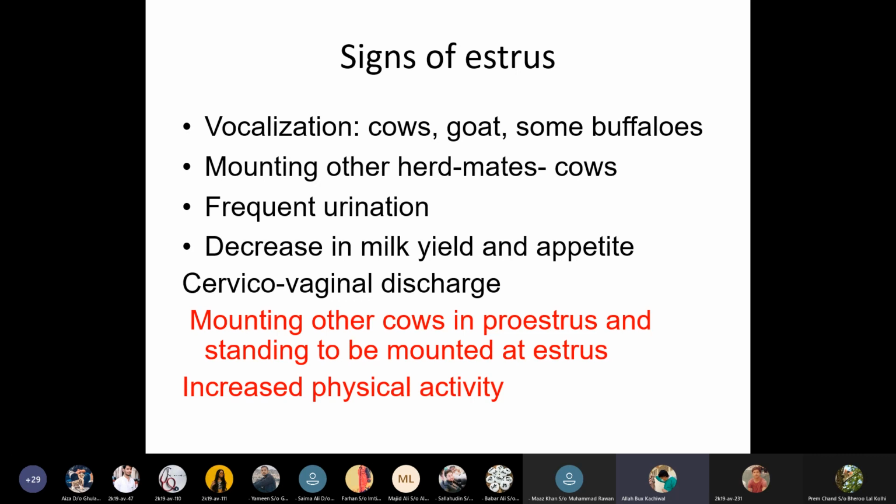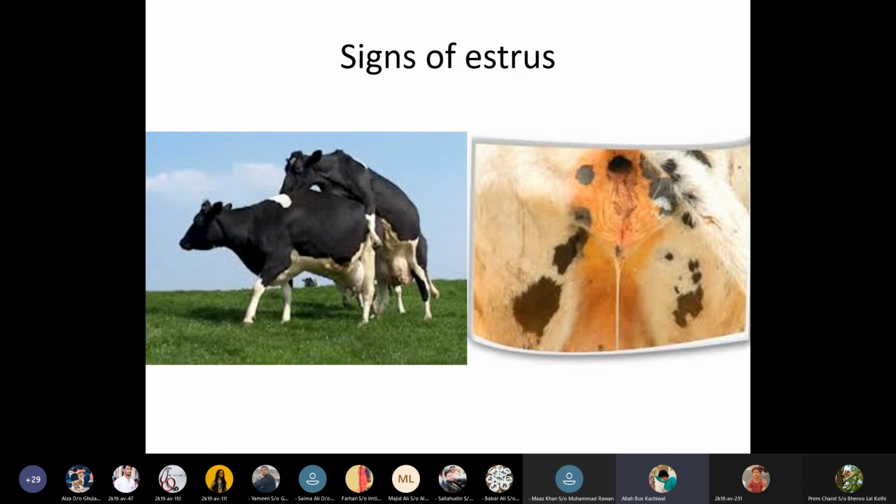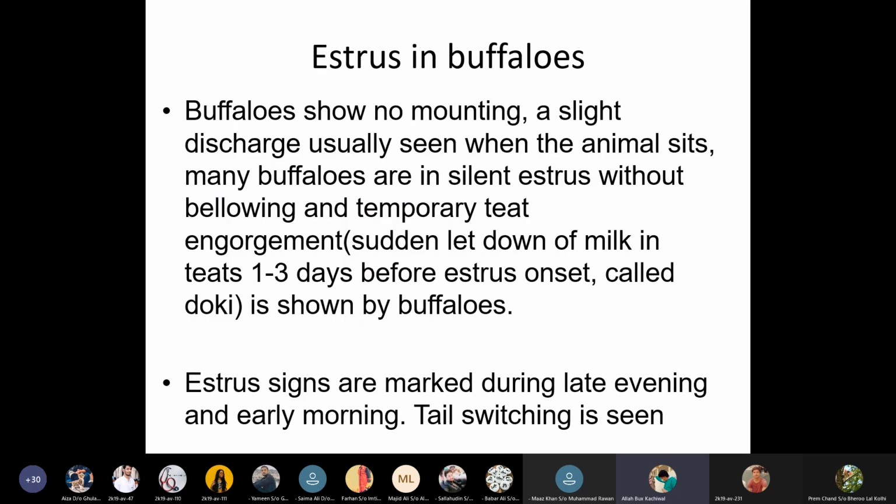Mounting other cows starts in proestrus and extends to standing to be mounted at estrus, with increased physical activity. These are the signs. The main sign of estrus is a female mounting another female. The secretion from the vagina has to be observed in the estrus period, and buffaloes show no mounting, only a slight discharge usually seen when the animal sits.